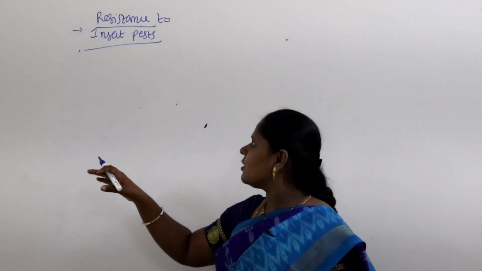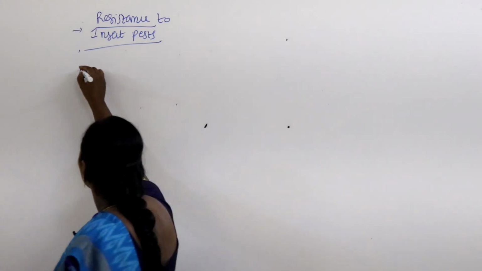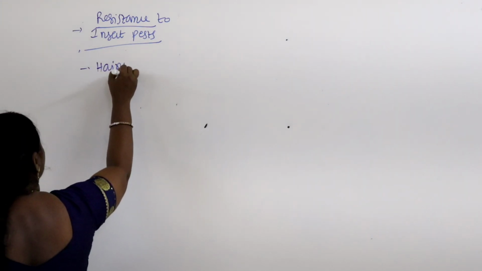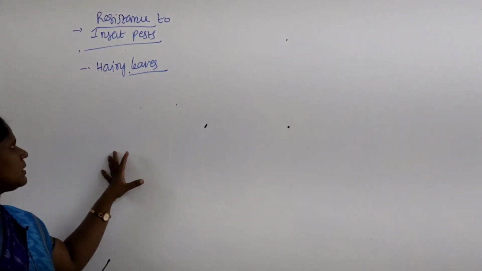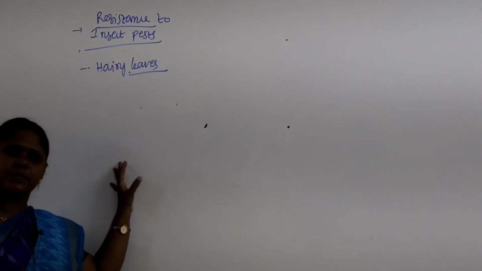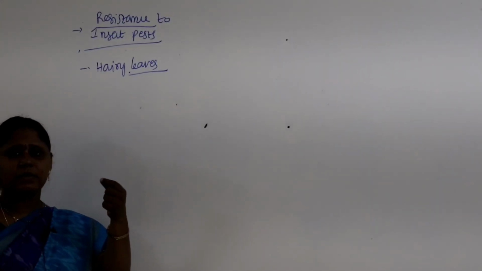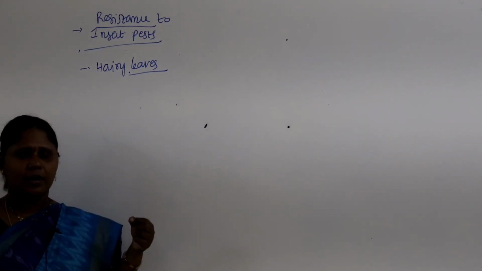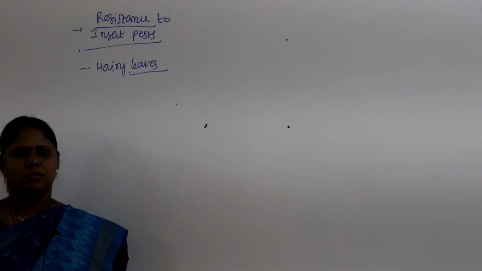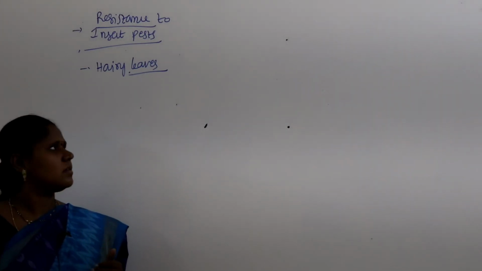Yeah, let's continue with the concept resistance to insect pest. Insect pest, if you take, as I have written, hairy leaves. Most of the plants, most of the leaves, as a part of defense mechanism, guys, whenever you observe some of the plants, very commonly you can see the hairs will be there on the leaf or hairs will be there on the stem, right? That's a very common mechanism to protect themselves from the attack of insects and pest, right?